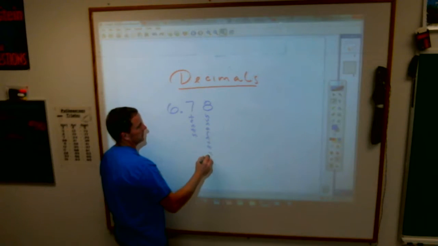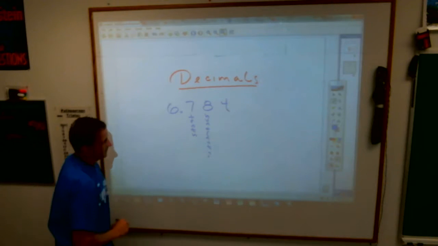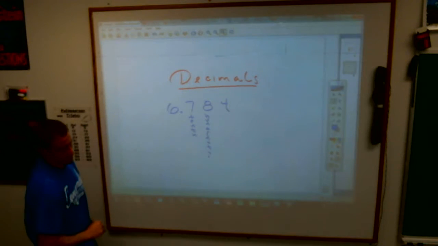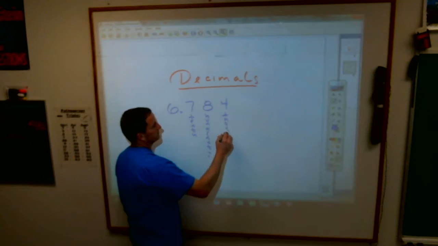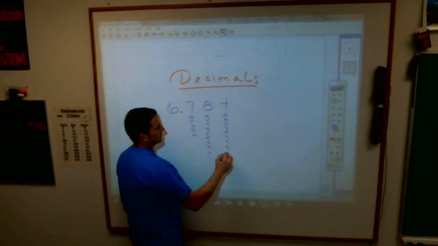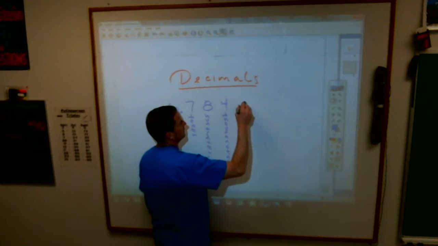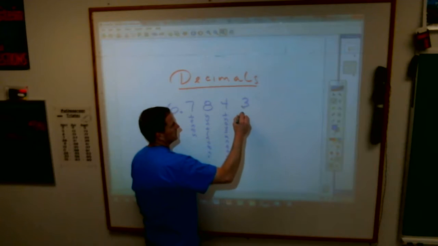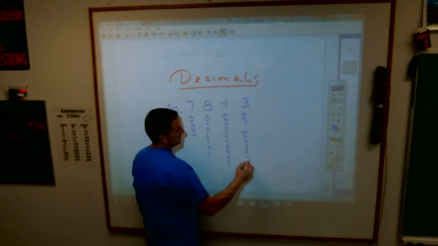Again, TH. And then you have the, what would be the next one? Does anybody know? Tens, hundredths, Leighton? Not yet. Thousandths. And then today we're stopping with this one here, which is the ten-thousandths. TH.